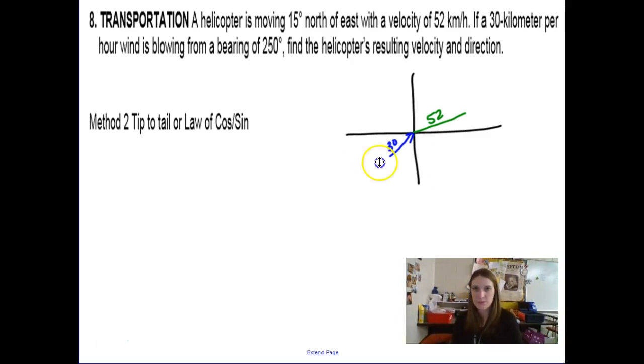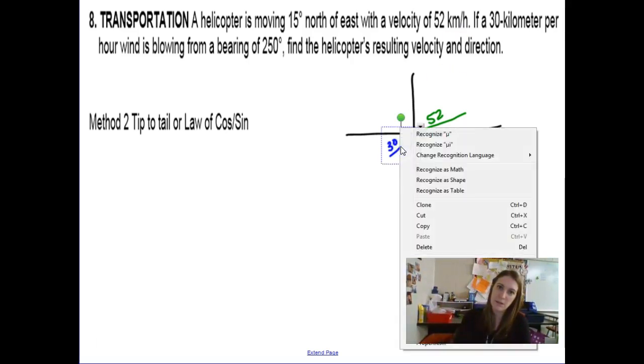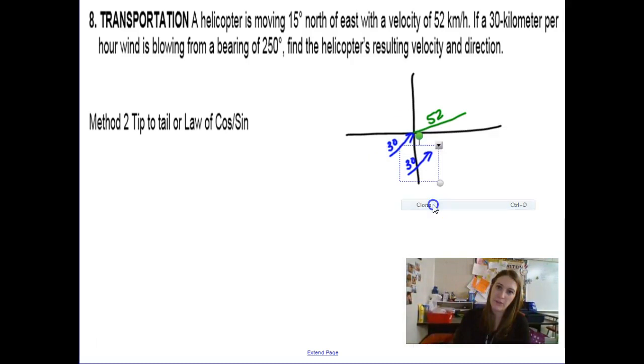And we had some angles. We'll worry about the angles in a minute. But here's what I'm going to do. I'm going to copy, clone, I guess, that. I'm going to move it, hopefully, over, or not. This is the tip to tail method.